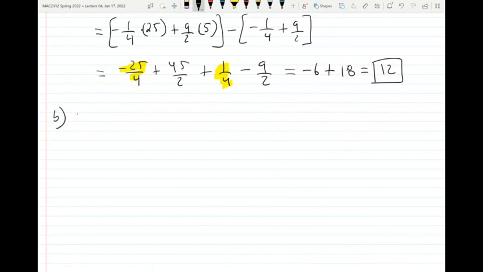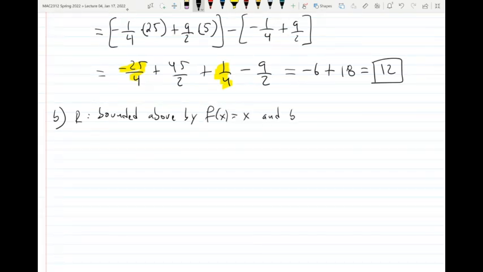Let's see, part B. Let's say R is bounded above by f of x equals x, and below by g of x equals x to the 4.